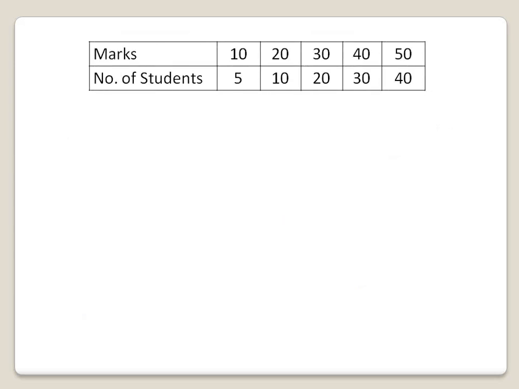Let us see another example. Same kind of example: in a certain examination, the marks of students are given as 10, 20, 30, 40 and 50. And out of total number of students, 5 students get 10 marks, 10 students get 20 marks, 20 students get 30 marks, 30 students get 40 marks and 40 students get 50 marks. We have to find the mean of this ungrouped frequency distribution by assumed mean method. That means by this formula, x bar equals a plus summation fi into di divided by summation of fi. We have to find mean, that is x bar.